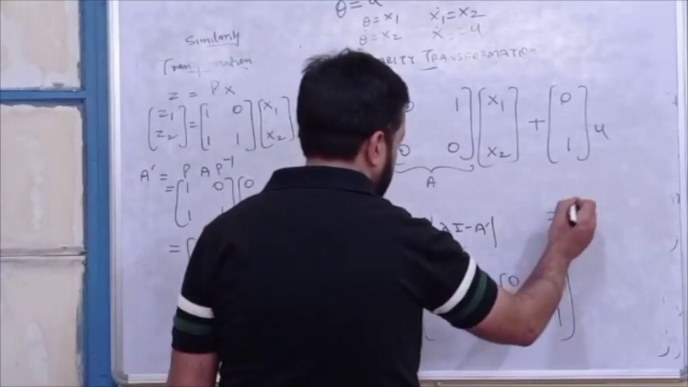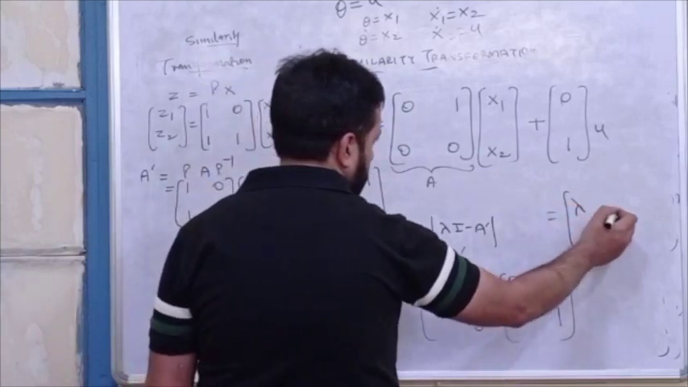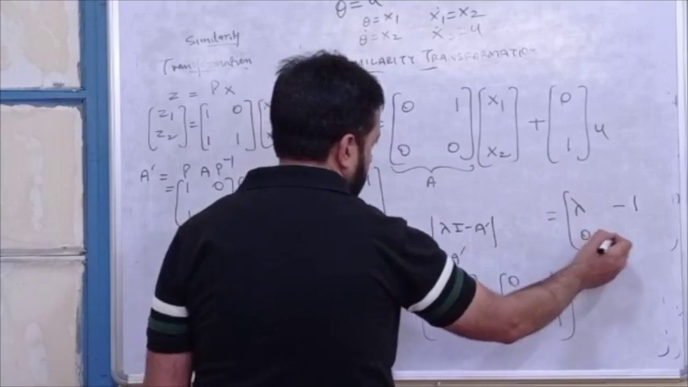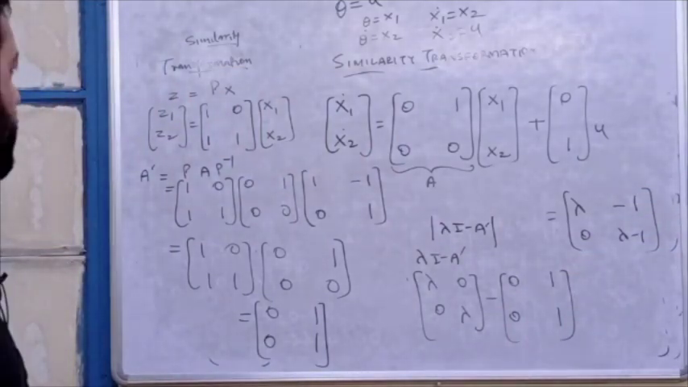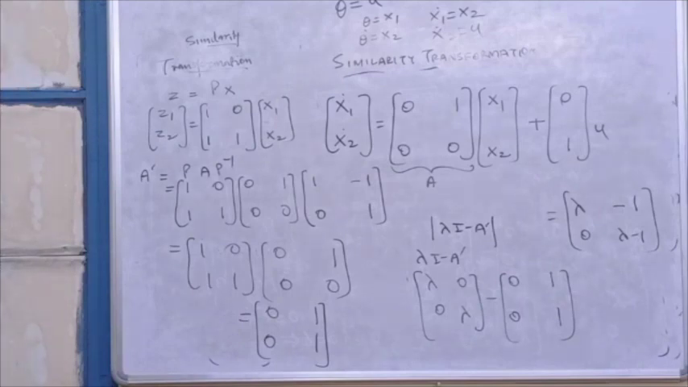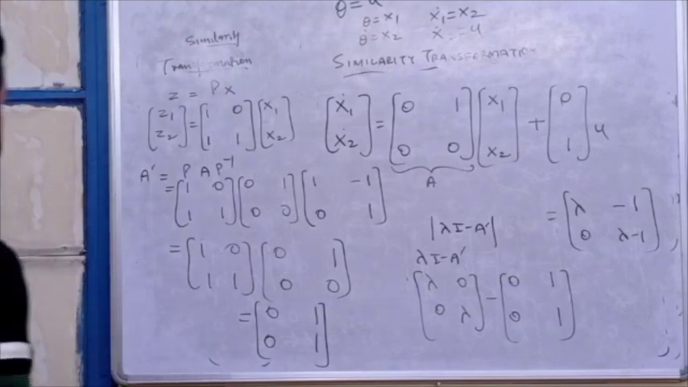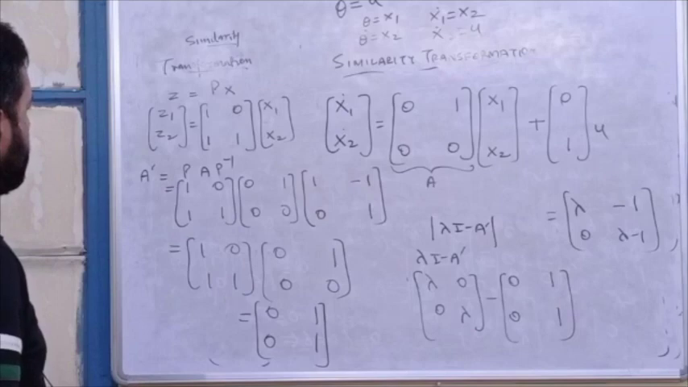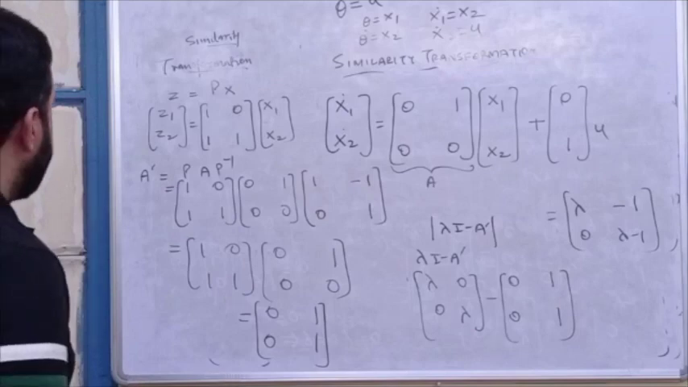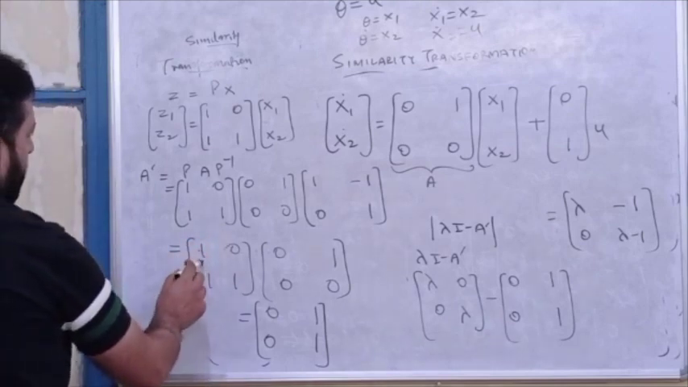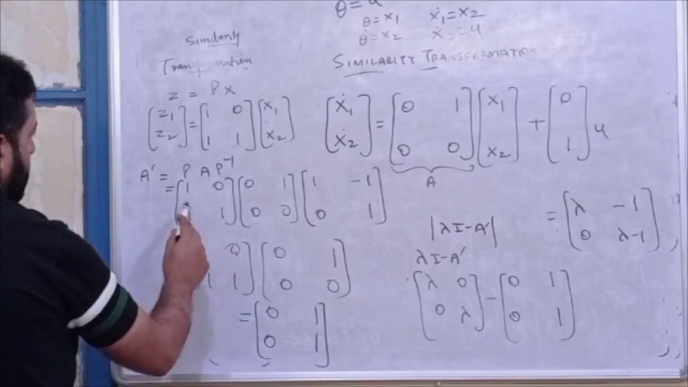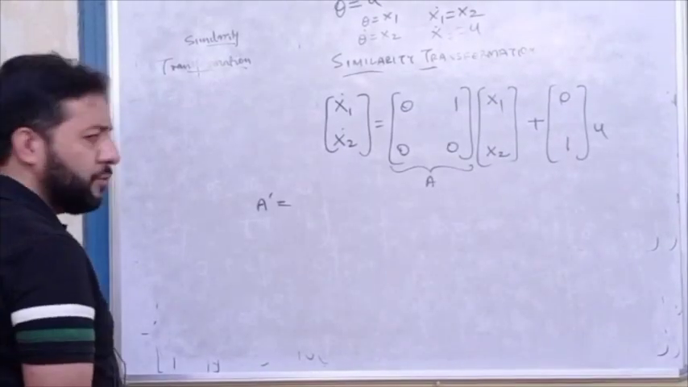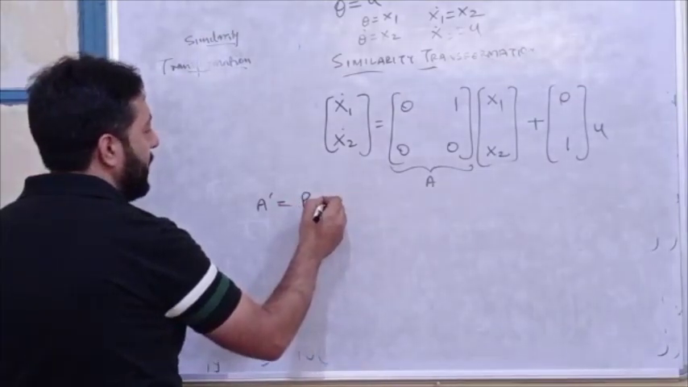No, this is actually, okay, ये 0 आ रहा है. So this is lambda, this is minus 1, 0 and, what happened to this? क्या miss कर रहे हैं, कहीं पे कुछ miss कर रहे हैं. Zero. See, when you see it. Pause. Why did you keep it? Keep it like this. P A P inverse, right?